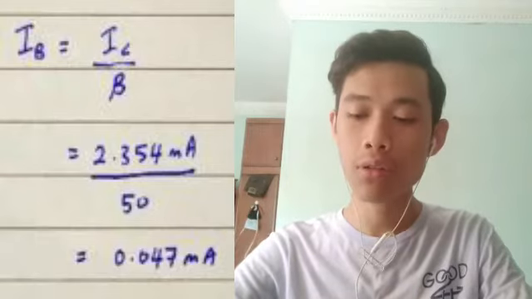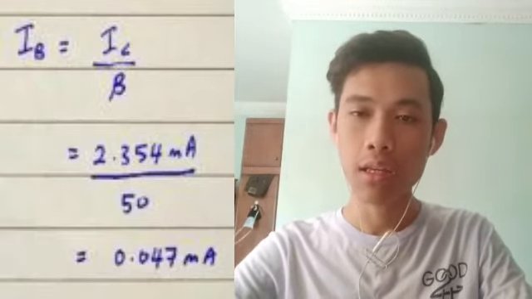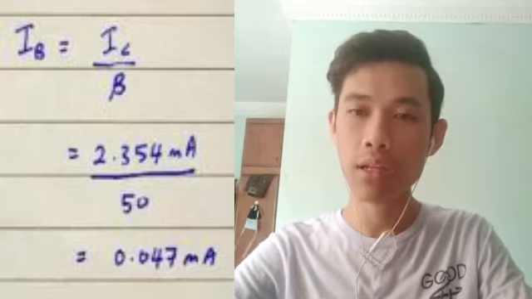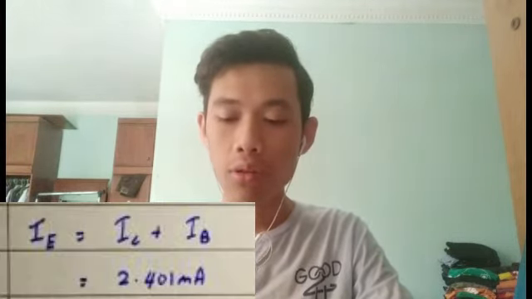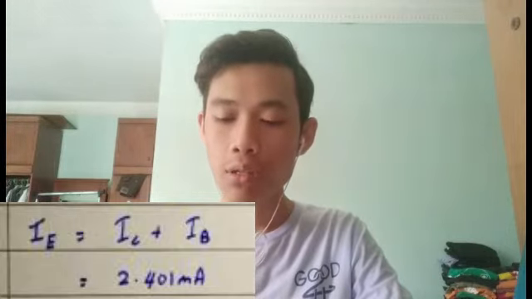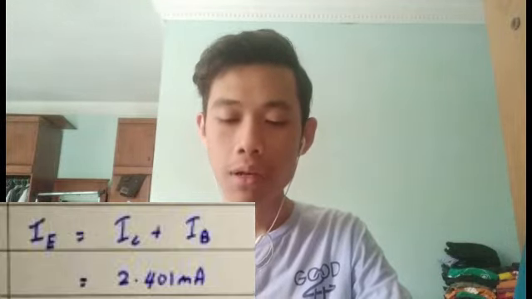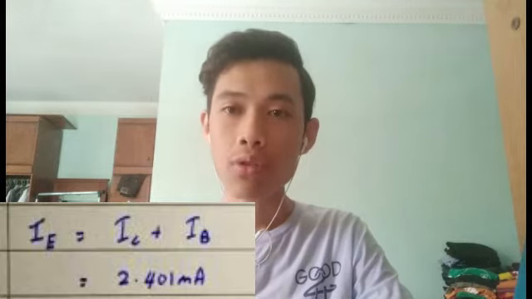Then we can get IB. IB is equal to IC over B. So 2.354 milliampere divided by 50 and we get 0.047 milliampere for IB. Next step, to find IE, just simply add the value of IC with IB. 2.354 milliampere plus 0.047 milliampere and we get 2.401 milliampere.